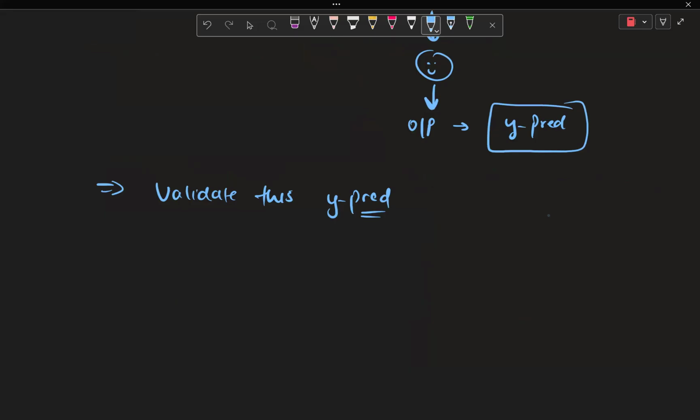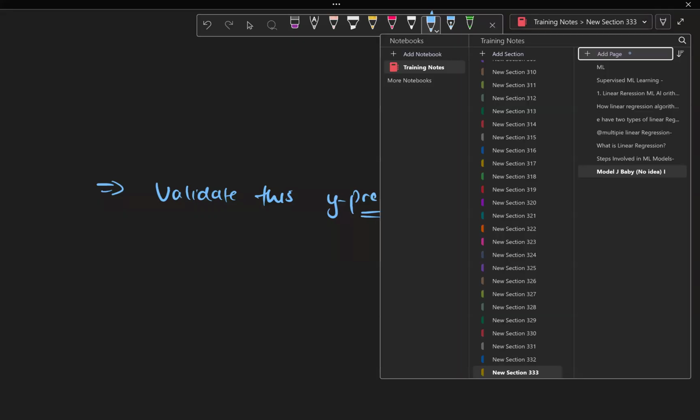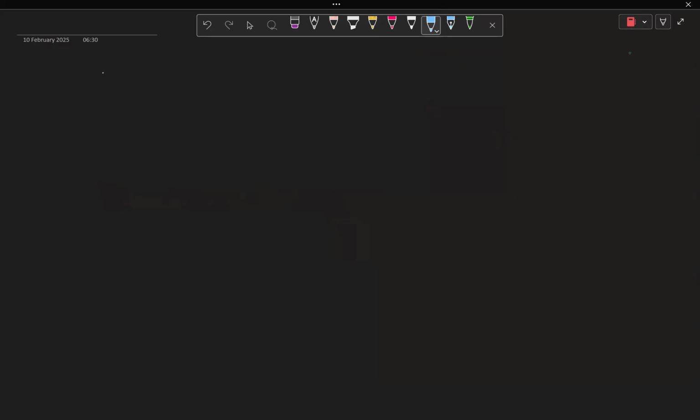We will validate this Y pred with Y test. What is Y test? Actual output. So once again, I'll just let you know. Please focus, everybody. When you apply train test splitting, what kind of data have you received?